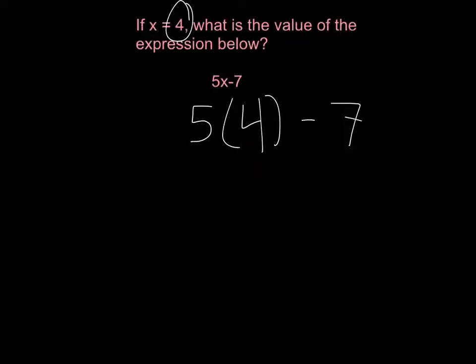And if I'm substituting in that 4, it's 5x, or 5 times x. But if x is equal to 4, this is 5 times 4 minus 7. 5 times 4 is 20, and 20 minus 7, I'll get my final solution of 20 minus 7 equals 13.